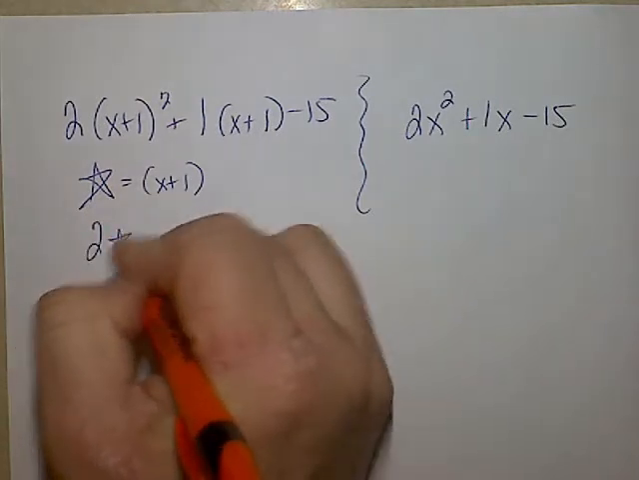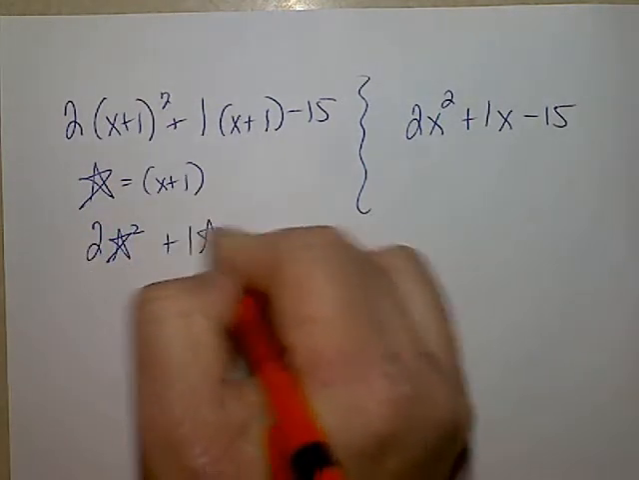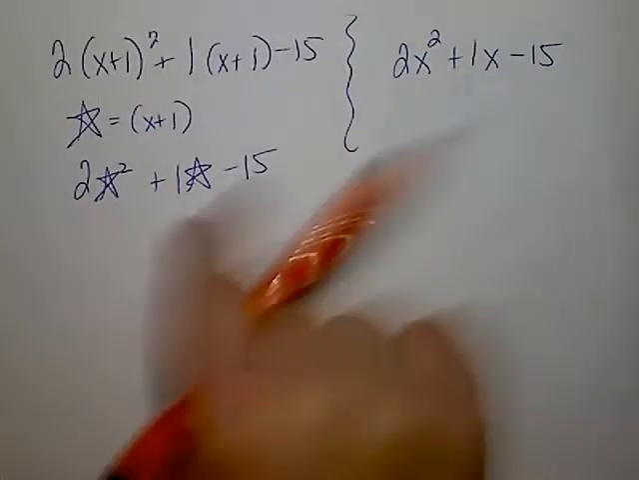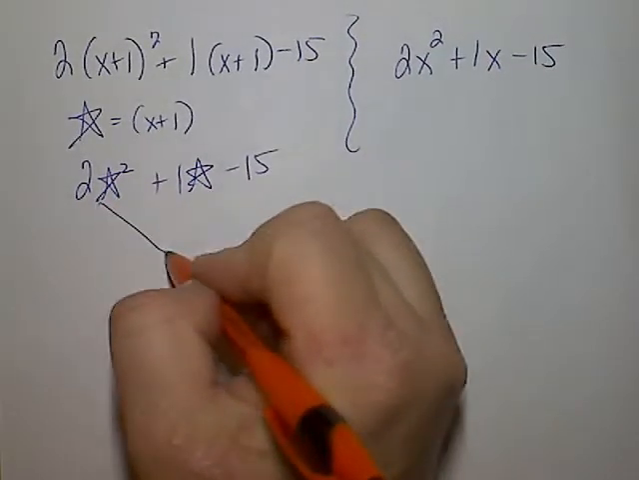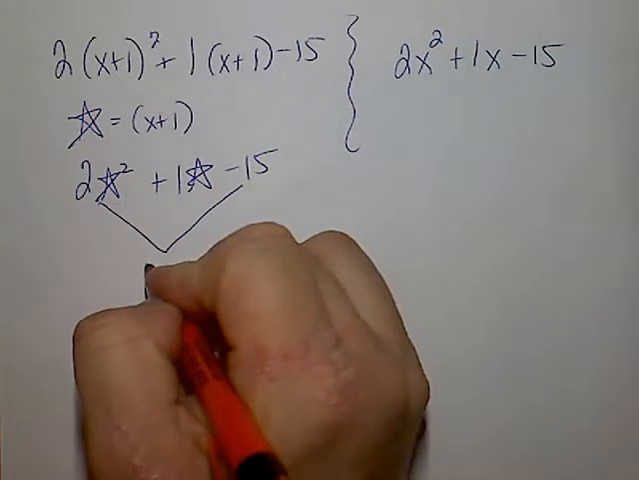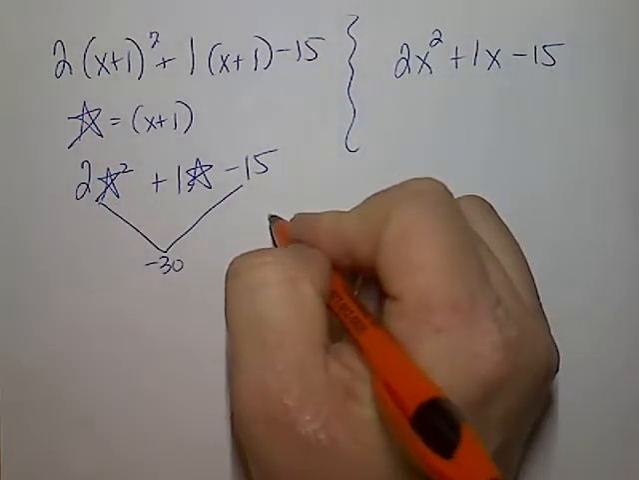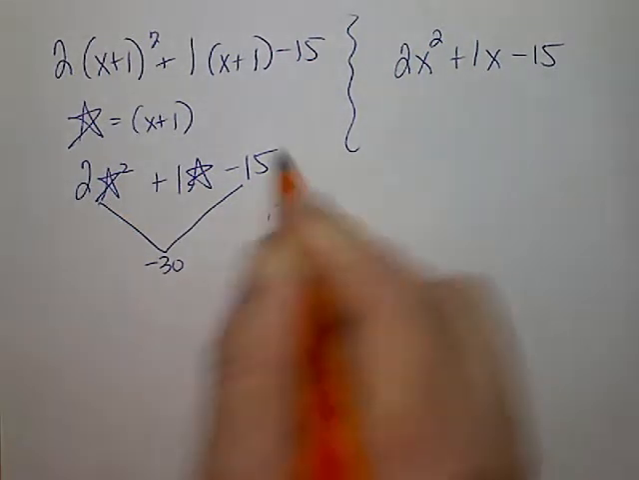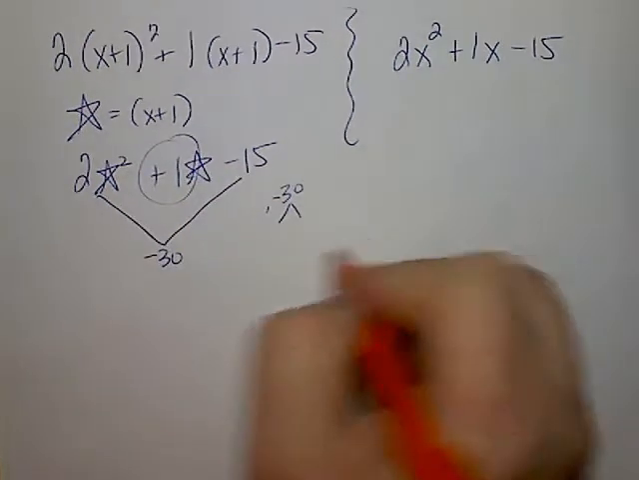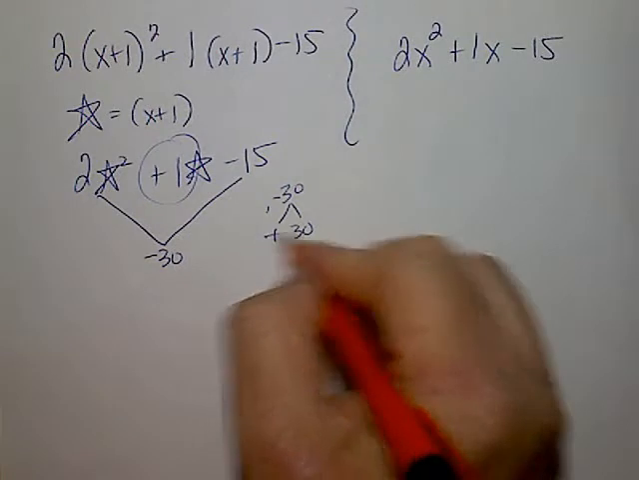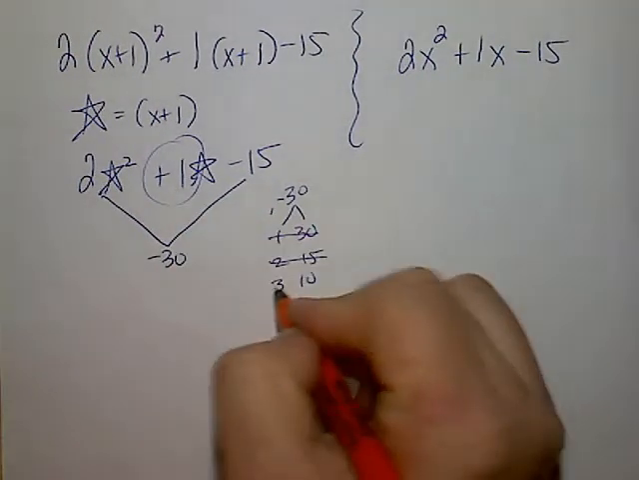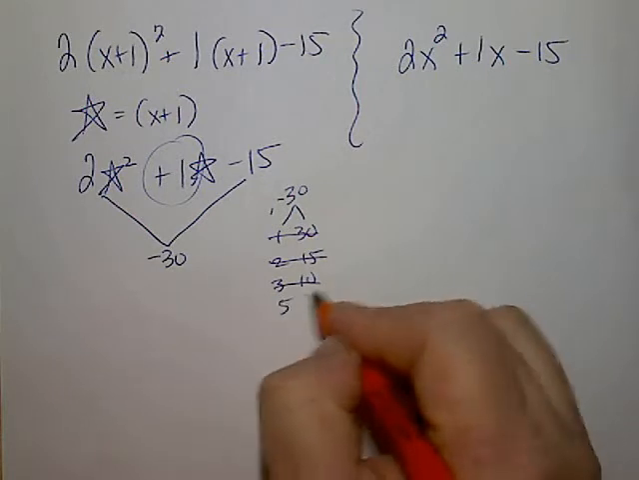So I have 2 star squared plus 1 star minus 15. And now I'm just going to factor this as normal. This is the exact same thing. So in my mind, I'm going, what's 2 times negative 15? That's negative 30. And now I'm thinking of combinations that multiply to give us a negative 30 and somehow add to give me 1. So 1 and 30, there's no way to get that. 2 and 15, no chance. 3 and 10, nope. 4 does not work. 5 and 6 do work.